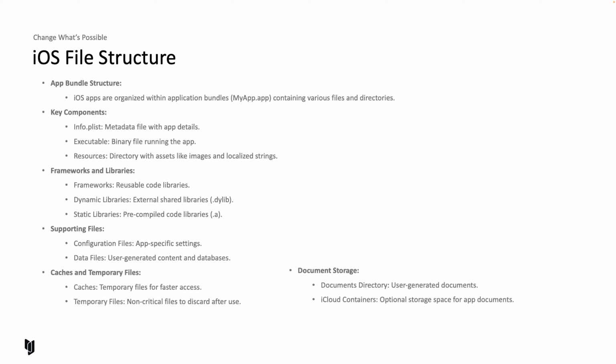You have your supporting files, your caches and temporary files, and then your document storage. All those involve a lot of configuration stuff, various caches depending on how the app is configured, and local data. We did some webinar series on local data storage, so if you're interested in that, go take a look. There's a lot of content on that, both in the blog and in the previous webinars, around document storage, caches, supporting files, things like that.